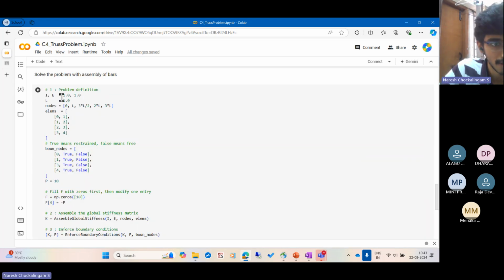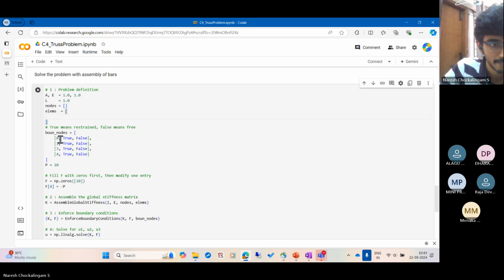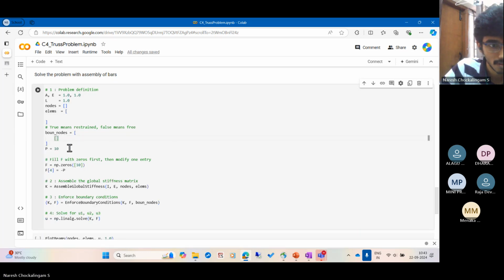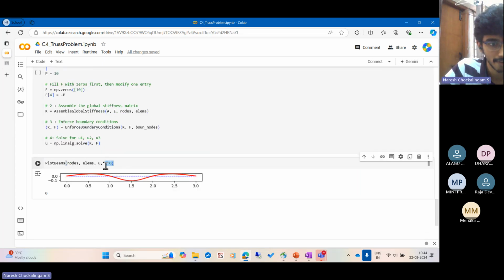Now I'll just, this will be A. This is the beams code. I'm just going to change it. So nodes and elements will start fresh. Bound nodes also will start fresh. Load is fine. Force is fine. Assemble, instead of I, you'll have A, E, F. You don't have plot beams, you'll have plot truss. That we can do later on.